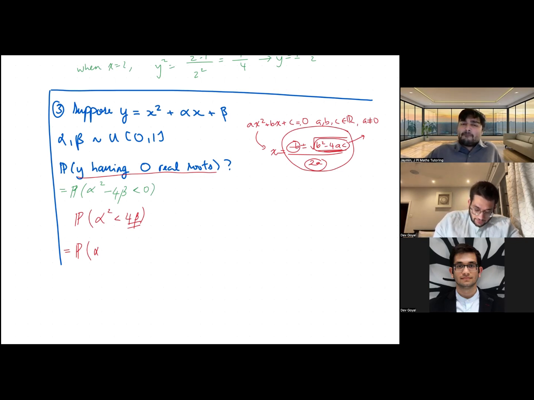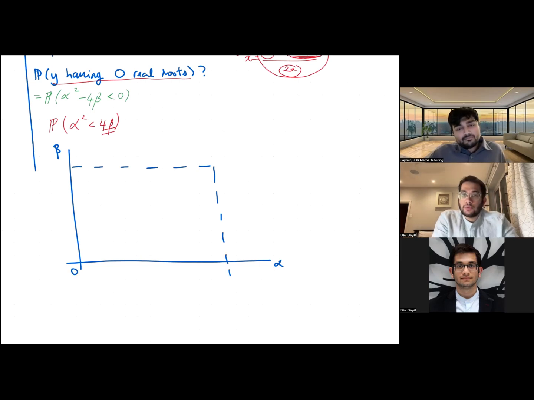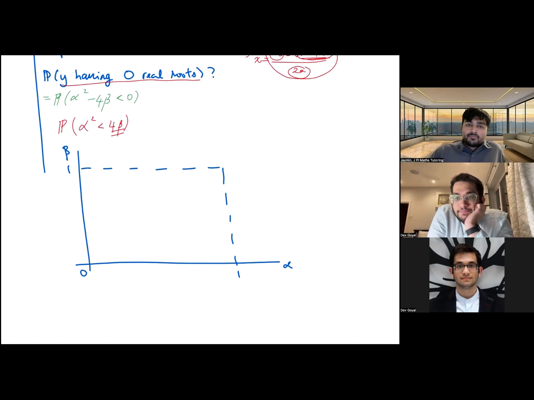Or maybe think about if I were to sketch an axis with beta on the y and alpha on the x, and I know that their values are in this square and uniformly distributed, which means any coordinate in this square corresponds to one combination of alpha and beta. Can I use this sort of approach?